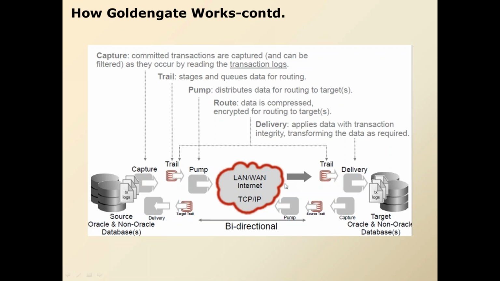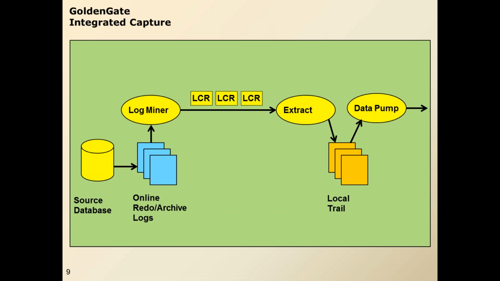Similarly, capture and pump of site B have a corresponding replicat on site A. These processes are individual and independent of each other, and they will never interfere with each other functionally. So with the introduction of 12c, GoldenGate introduced the concept of integrated capture.